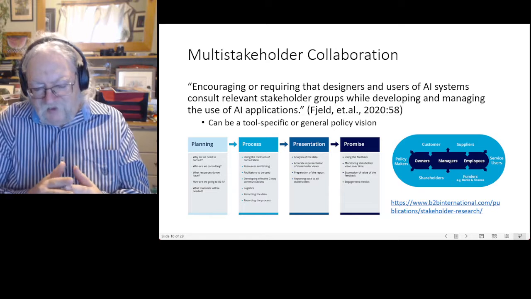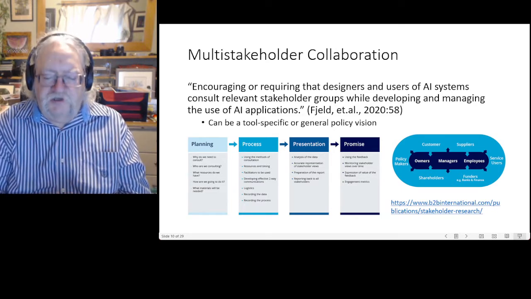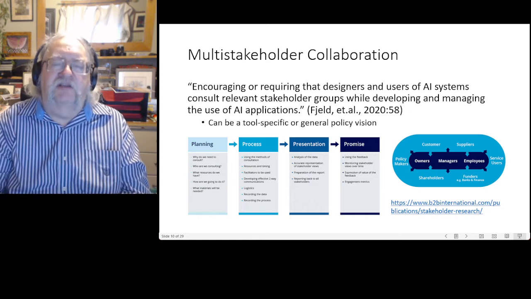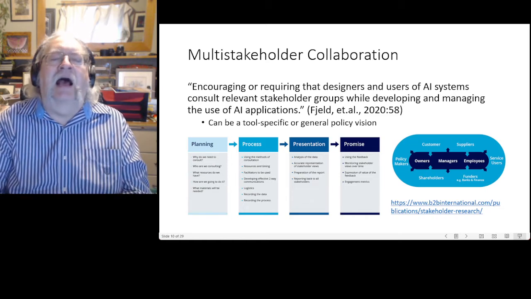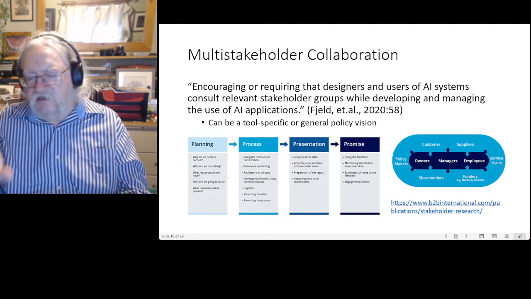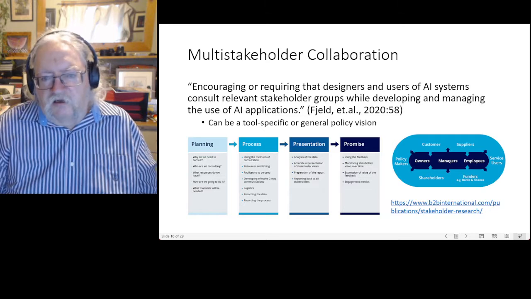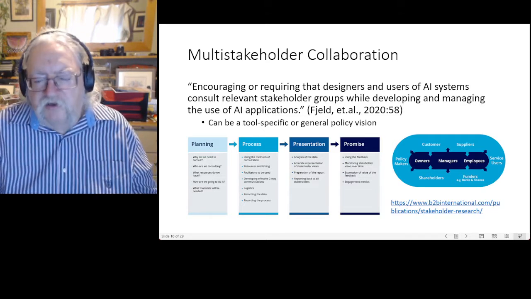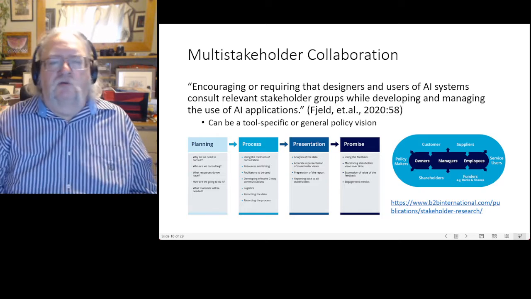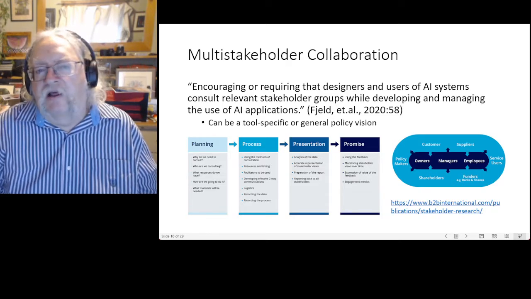But again, how you go about doing stakeholder consultation, who you think is a stakeholder, how much you weigh their interests, how you go through the process of doing the actual stakeholder consultation, and then how you weight the results and prioritize or don't prioritize specific individual concerns, these are all ethical decisions.